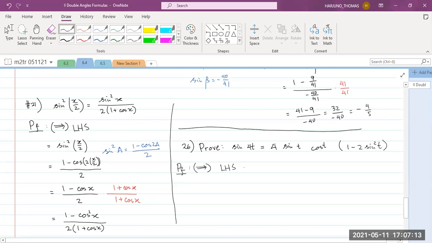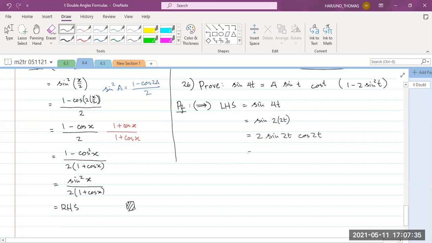which is sine 4t, that is sine of twice 2t. So this is 2 sine 2t cosine 2t. Oh, that's straightforward because sine 2t is 2 sine t cosine t. Cosine 2t, one of the variations is 1 minus 2 sine squared t. Hey, we are done.